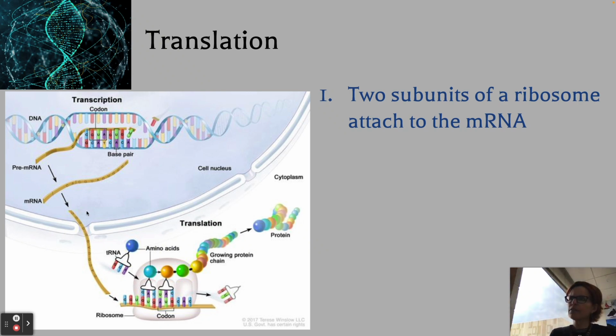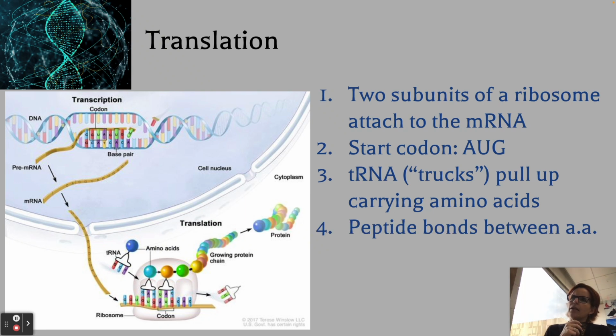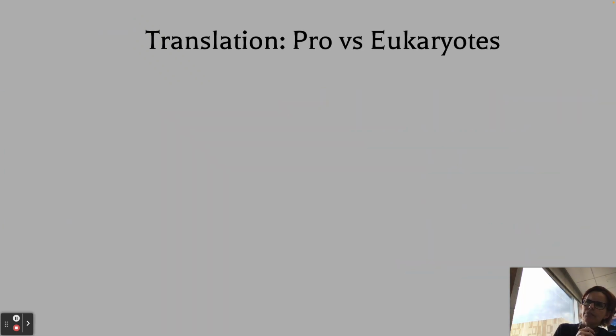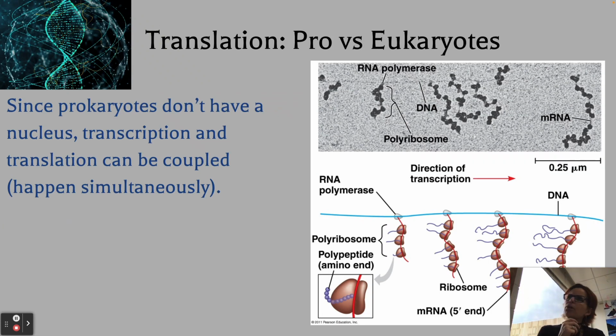It leaves the nucleus. A ribosome clamps onto it. Small subunit, large subunit. The trucks start pulling up, and they start dropping off their amino acids. And as they drop off their amino acids, we start building a protein. And what's a baby protein called? A polypeptide. So until the protein is really built, we just call it a polypeptide. Okay, that's everything. We'll stop when we get to a stop codon.